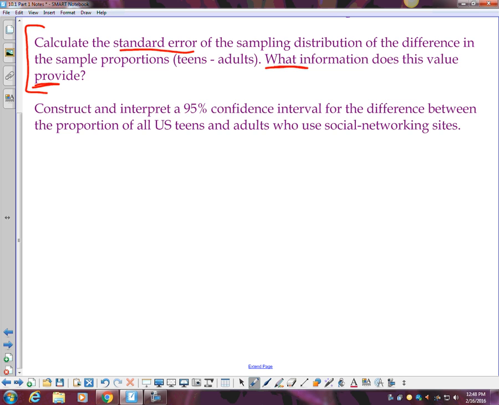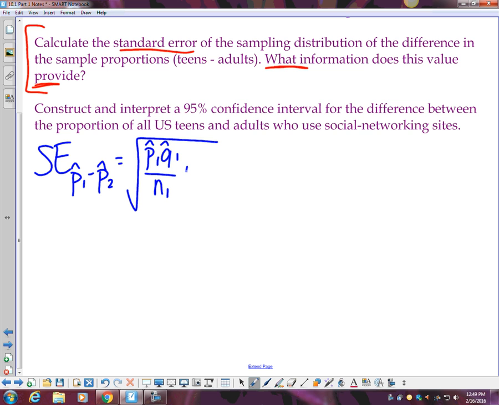To answer the very first question, our standard error of p hat sub 1 minus p hat sub 2. And we're going to define all our variables. Don't worry about it. And so this is p hat sub 1. Nope, not p. q. And then I'm going to put my numbers in here. So from sample 1, which was the teenagers, that was 80. So this is going to be 20.